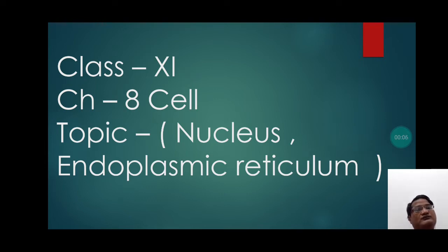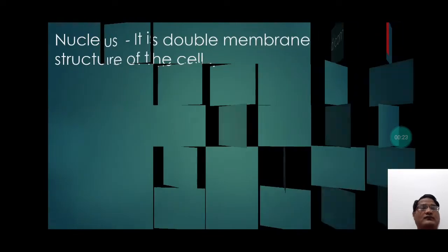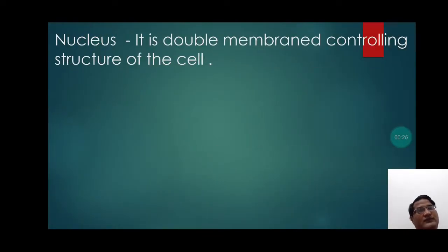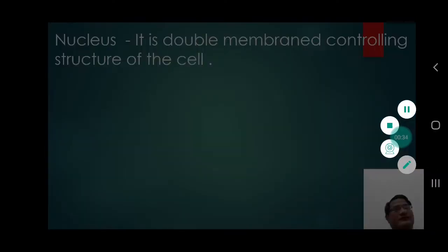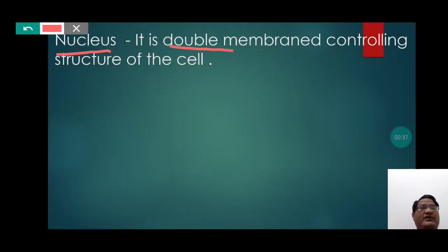Today we are going to discuss the topic nucleus and endoplasmic reticulum from chapter 8, cell. Nucleus, it is a double membrane controlling structure of the cell. So students, the nucleus actually is a double membrane that is made up of two membranes, and the main function of which is to control the cell.